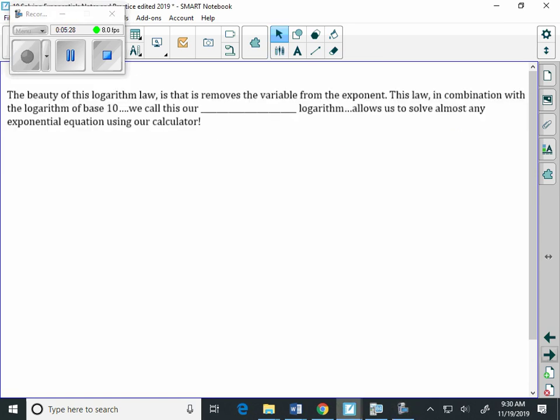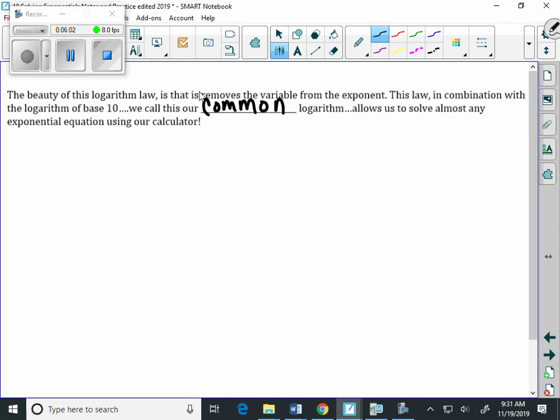The beauty of the logarithm law is that it removes the variable from the exponent. This law in combination with the logarithm of base 10, which we call our common logarithm, allows us to solve almost any exponential equation using our calculator. That log button on your calculator, whether it's a Texas Instruments, whether it's an Inspire, whether it's an out-of-date calculator, even if you have a non-graphing calculator, is the same on every single calculator.